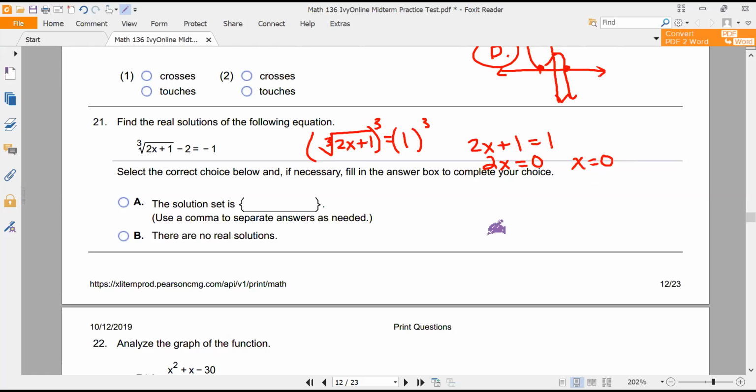Now the question is, is that correct? So we have to check it, because when you use the power rule to get rid of a radical, you get a similar equation, not always identical. So this would just be cube root of 1 minus 2, so that's 1 minus 2, which is -1. So that does match. So the solution set is the number 0.